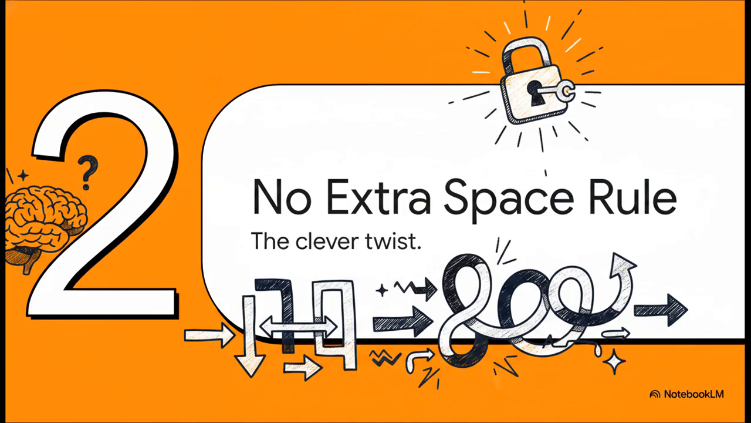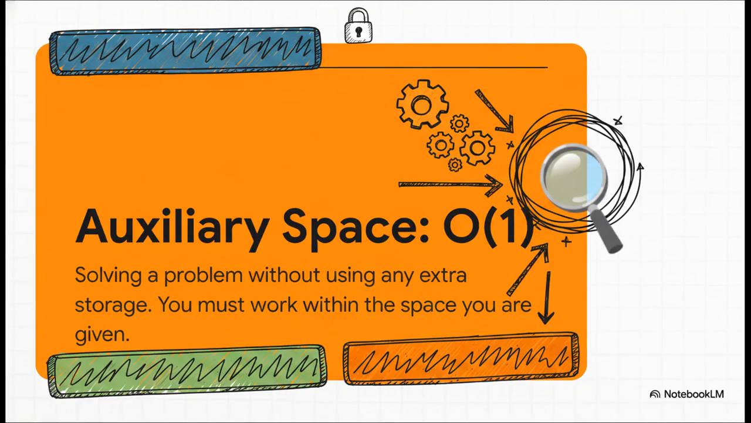But this is the twist that makes the problem so interesting. What if you're told you absolutely cannot use any extra space? This is where we have to start thinking a little more creatively. So in computer science lingo, this is called an O(1), or constant space constraint. All that really means is you can't just make a big new array to help yourself out. You have to solve the problem in place, working only with the two arrays you were given from the start.